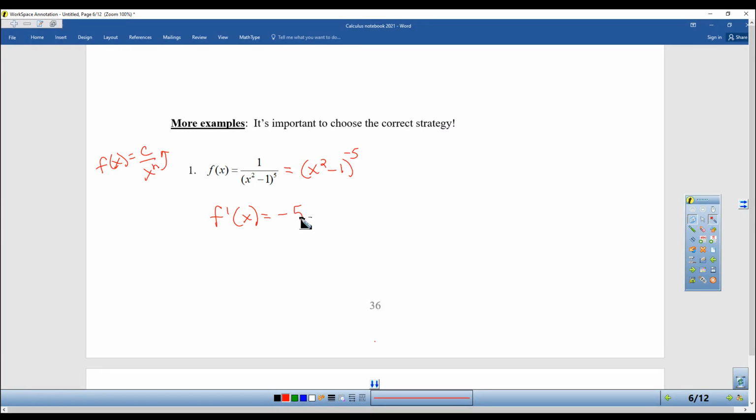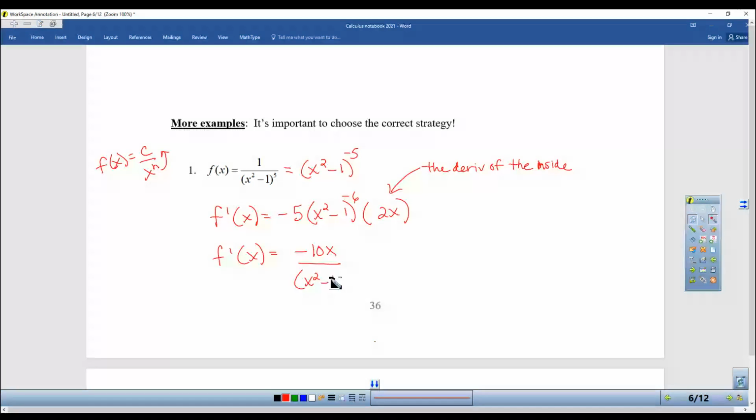I get negative 5 times x squared minus 1, be careful, to the negative 6 times the derivative of the inside, 2x. That's what we're going to call that. The derivative of the inside. You are required to simplify. So your final answer would be negative 10x over x squared minus 1 to the 6.